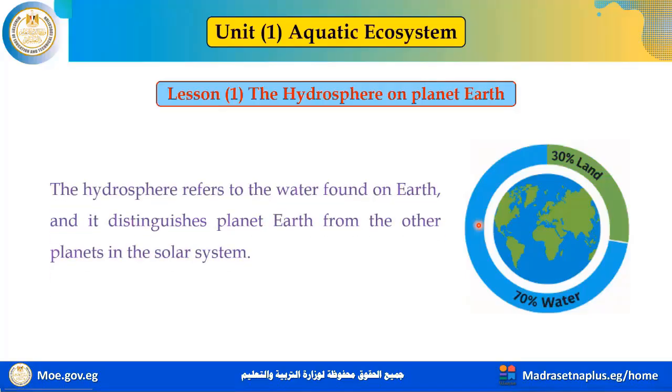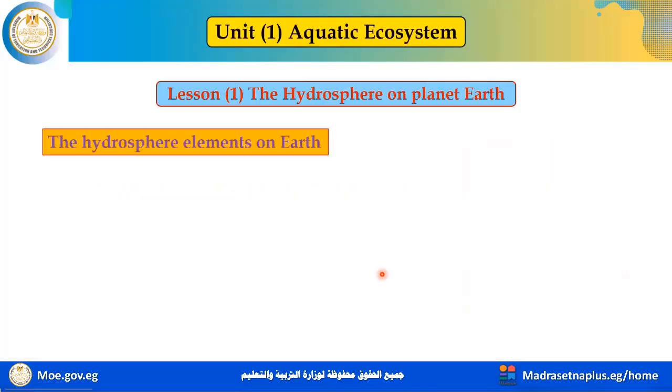Hydrosphere refers to the water found on Earth and it distinguishes planet Earth from other planets in the solar system. I want you to look carefully. This is your planet Earth, okay? And it contains 30% land, the solid lithosphere, if you remember from the previous part, and 70% water, which represents the oceans, seas, rivers, freshwater lakes, salty water lakes, and so on. The hydrosphere elements on Earth.